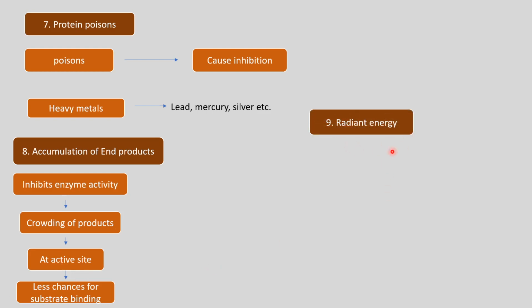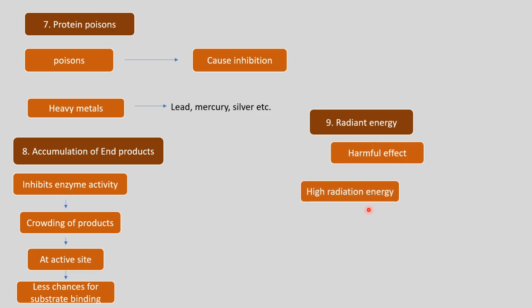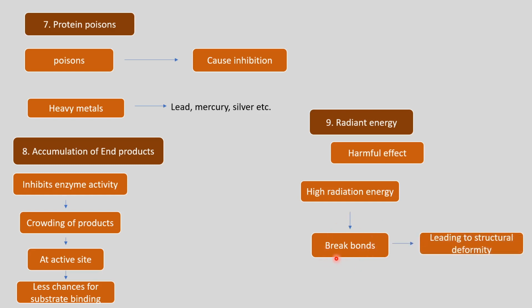The last factor is radiant energy. It is always harmful because high radiation energy can break bonds in the structure of the enzyme which are required. If high radiation energy is given to enzymes, it can break bonds in the structure of the enzymes, and this breaking of bonds can lead to structural deformity in the enzyme, and therefore the substrate will not be able to bind, and this will reduce the enzyme activity. Yes, so that is it about factors affecting enzymes.